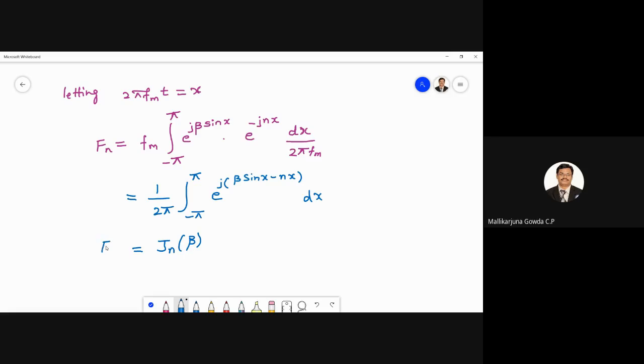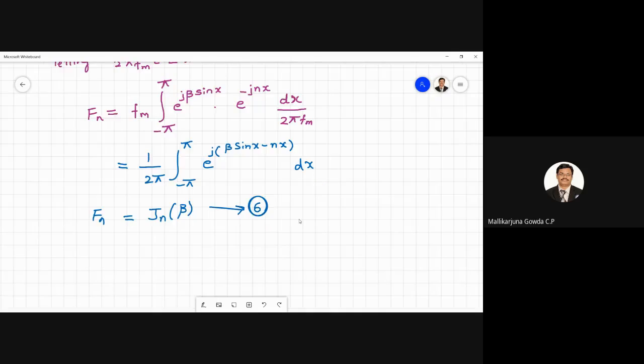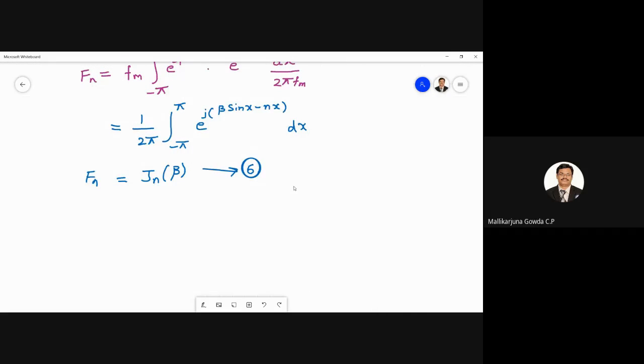Okay. So I can write Fn is equal to Jn of beta. Let me call this equation 6. So what I said is 1 by 2 pi integral from minus pi to pi of e power j beta sin x minus nx into dx, which will be written as what?